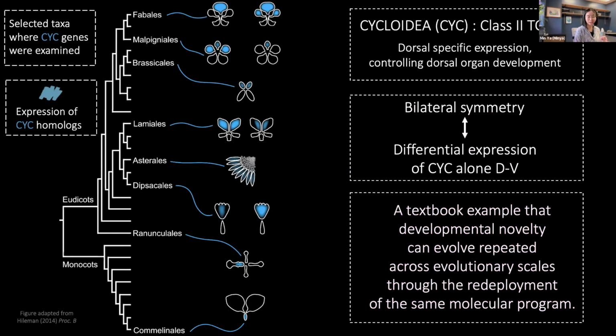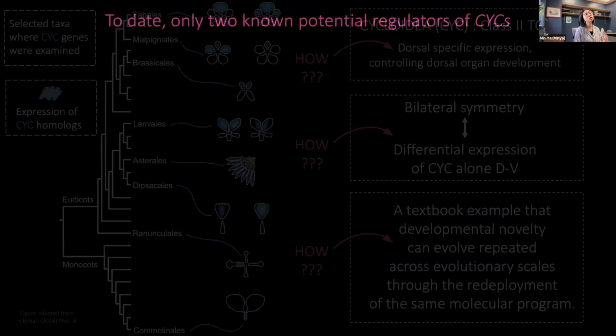Whenever we hear cool stories like this, it's hard to not ask how did such a cool thing happen? Unfortunately, we don't have any answers to these questions because we actually don't even know how a dorsal-specific expression of cycloidea is first established in any species. So currently, we have only two potential regulators of cycloidea genes.